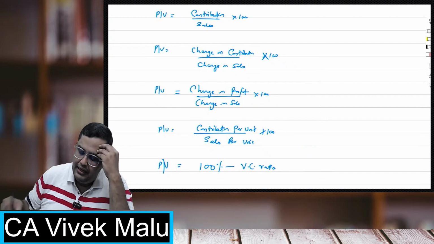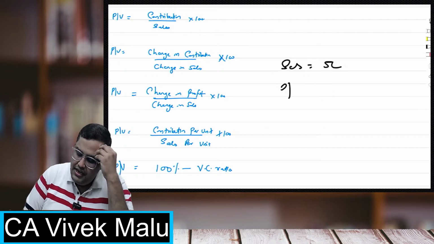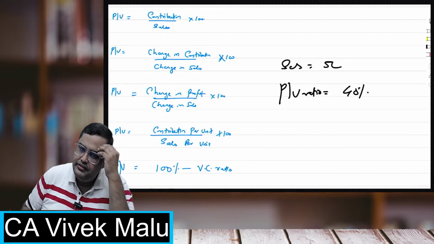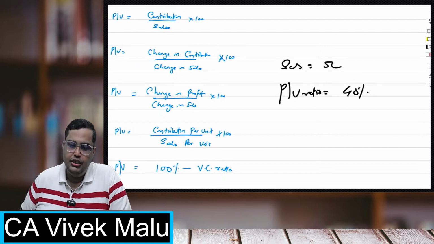So students, let me ask you one very simple question. If I'm making sales of 5 lakh and my PV ratio is, let's say, 40%, can you tell me how much is the contribution I'm making?